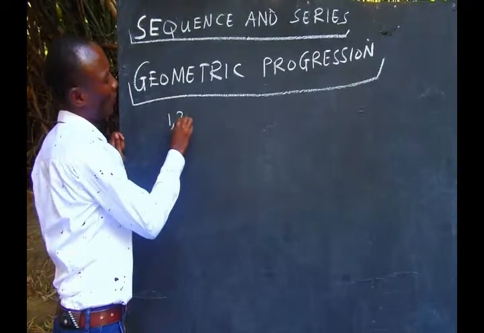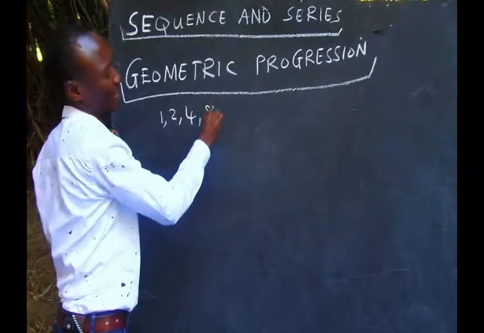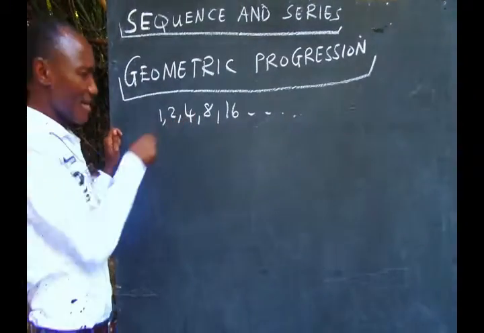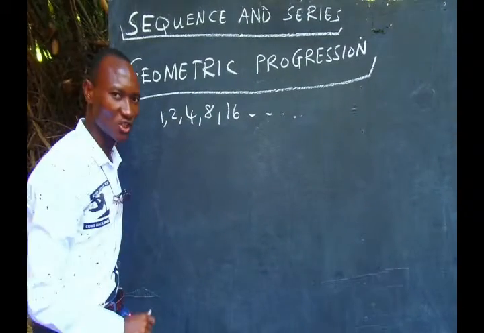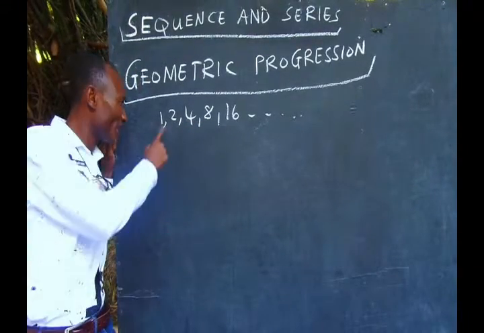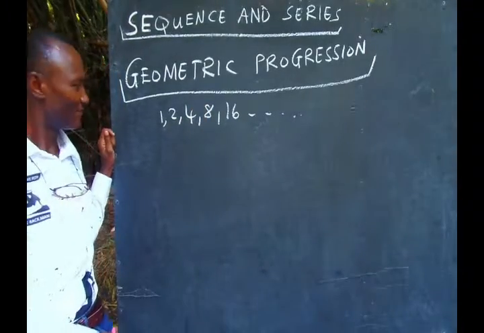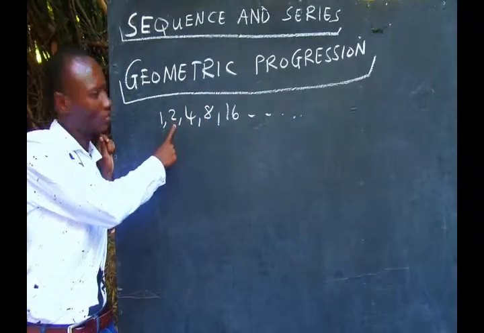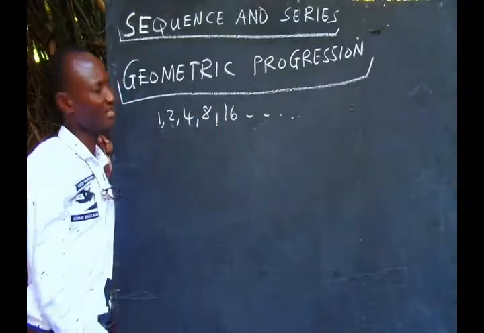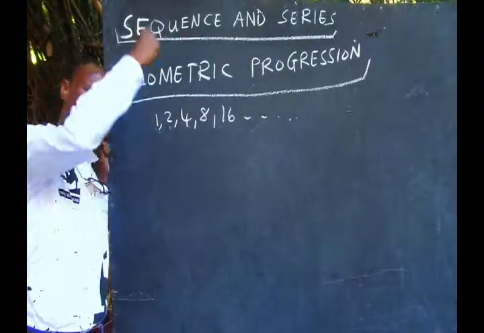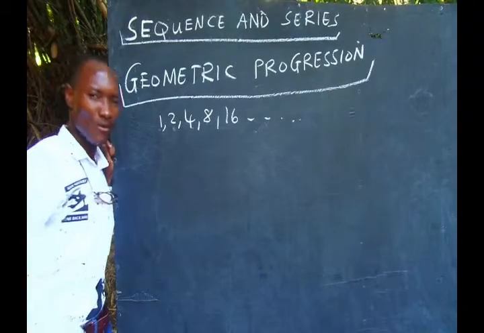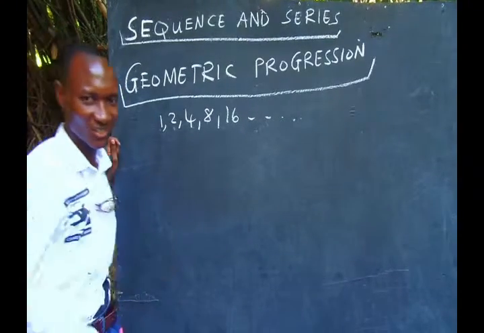Geometric progression example: 1, 2, 4, 8, 16, and so on, my best friend. These are examples of terms of geometric progression. We get the next number by multiplying. 1 times 2, 2. 2 times 2, 4. 4 times 2, 8. Times 2, 16. So we get the next numbers by multiplying a certain fixed number.